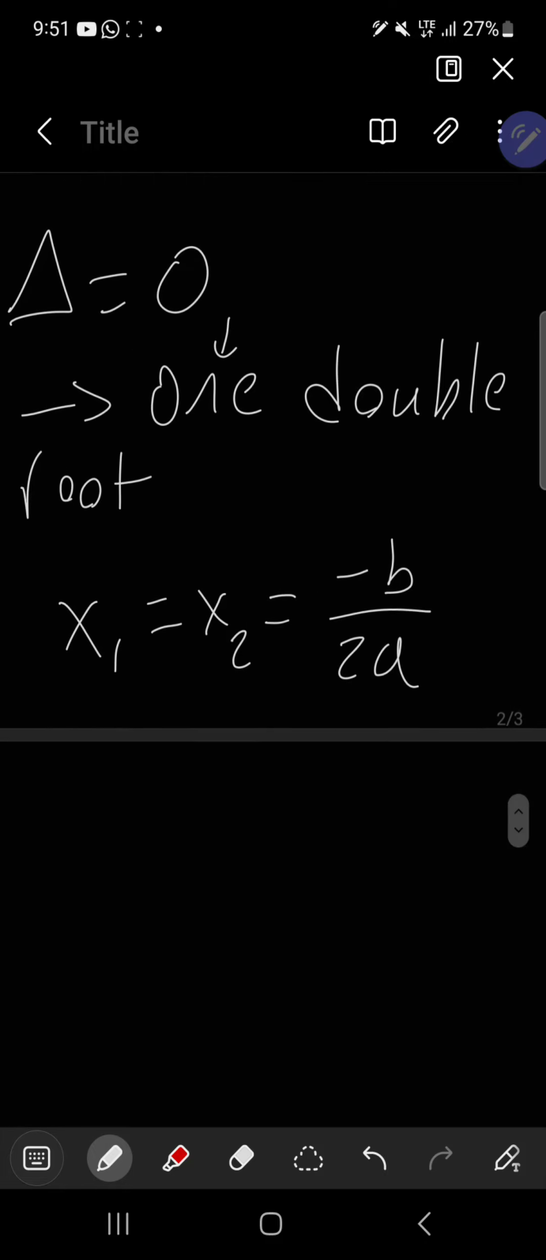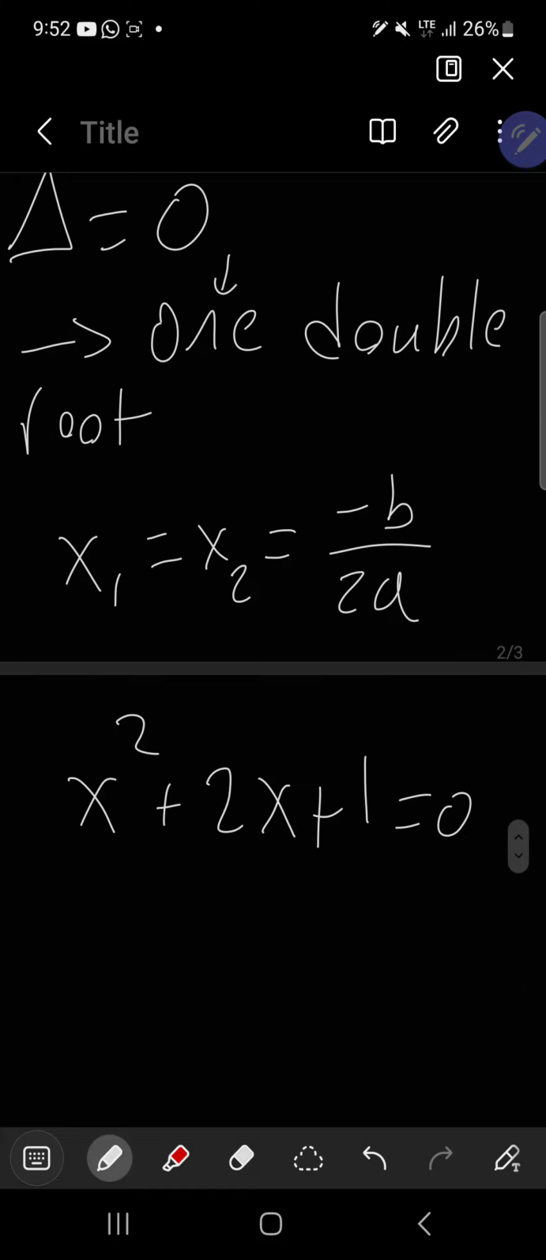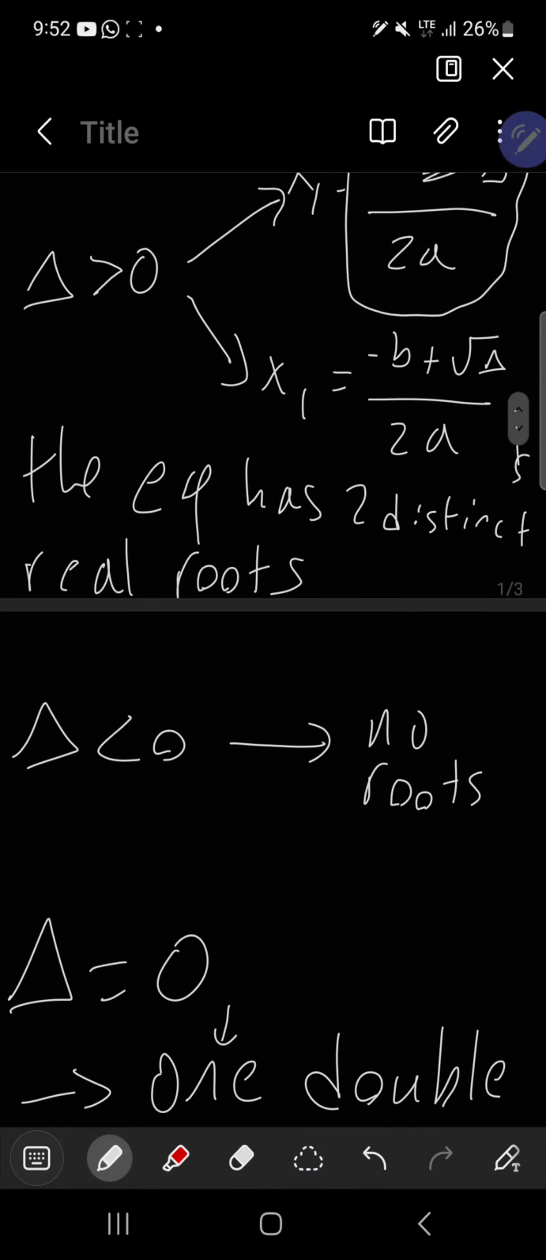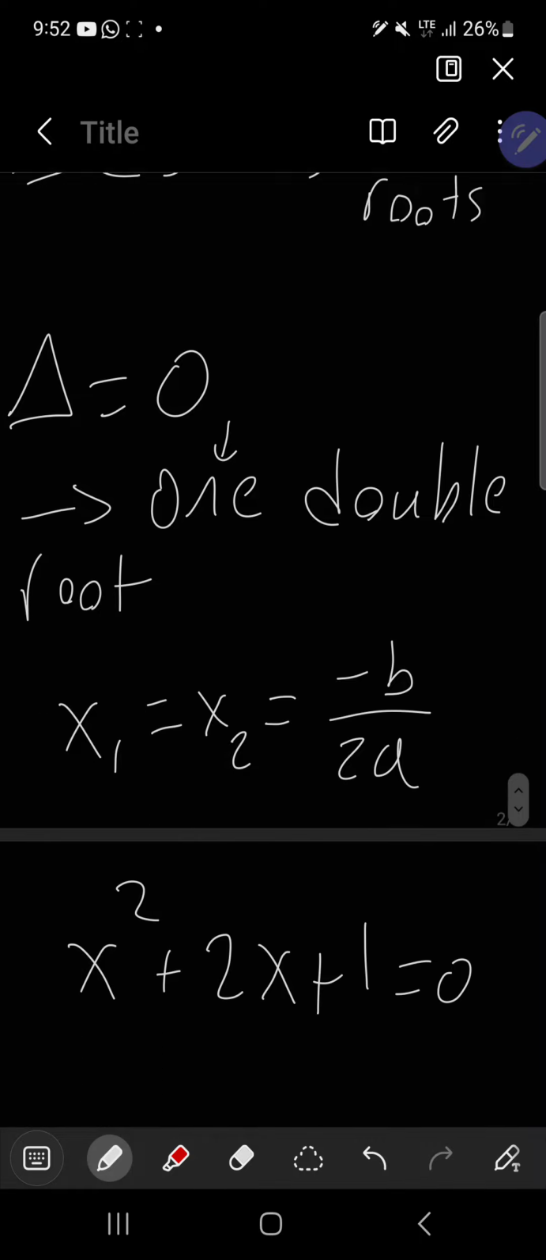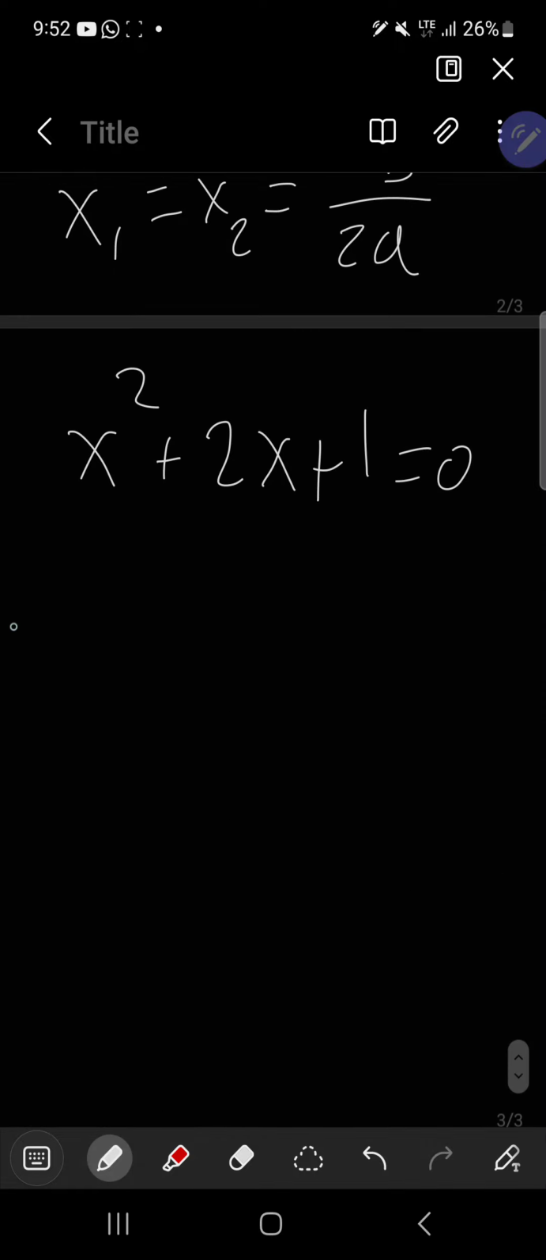Okay, so let's try to solve an example. Let's say we have x squared plus 2x plus 1 equals 0, which we already know. We solved this before. We found that -1 is the root. It had only one root, so it will probably be, which case? The last one, because it has one double root. So let's try to check.